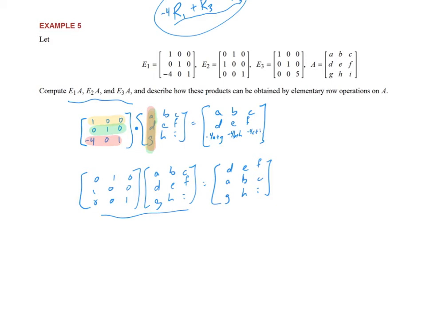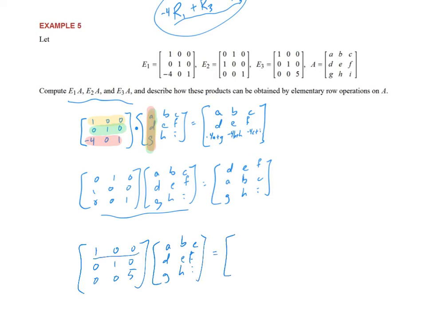Lastly, you can hopefully guess what's going to happen with this last one. 1, 0, 0, 0, 1, 0, 0, 0, 5. It looks like we're just going to scale our matrix A, B, C, D, E, F, G, H, I. And that is, in fact, what happens. Row 1 multiplies through that matrix, gives me A, B, C.